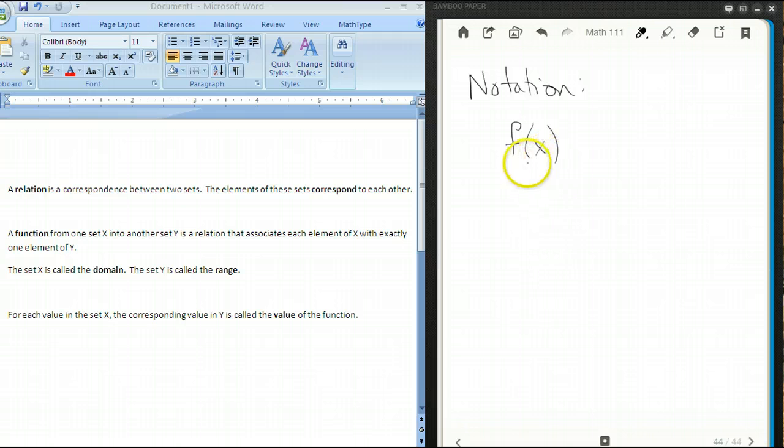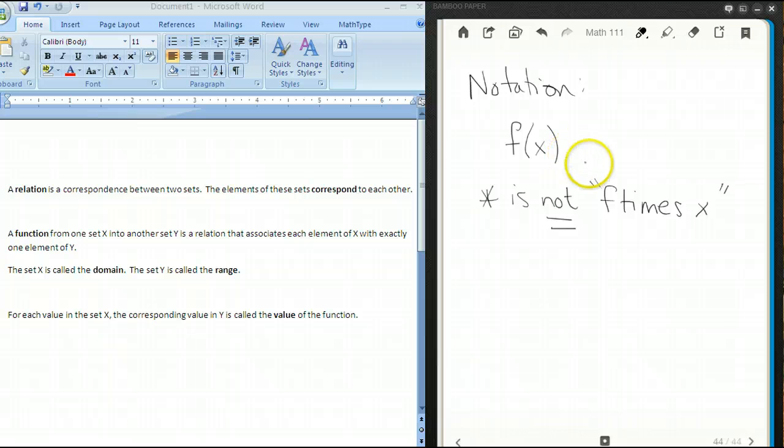And what are the parentheses for? These are not multiplying parentheses. It does not say F times X. Okay, so maybe make yourself a note that says this is not F times X. Okay. That's not f times x, right? These are function parentheses, right? This says f of x. That's how we read that. Okay, so we read this as f of x. And we specifically reserve this notation for functions, right?